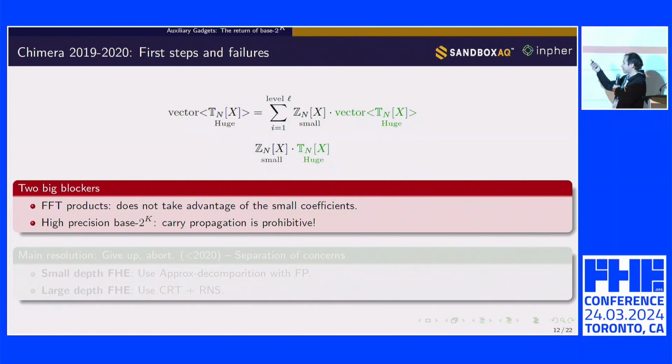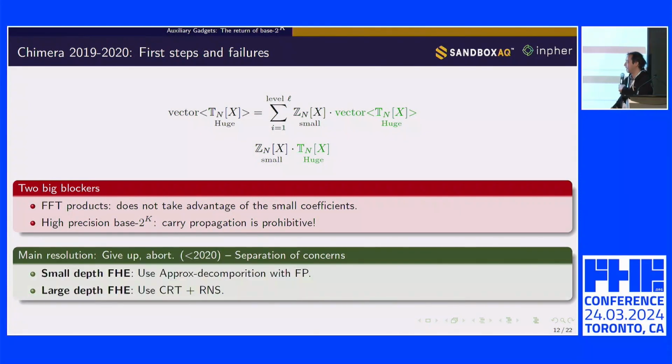So in 2020, basically the idea was that there was a total separation of concerns. There was everything that was in small multiplicative depth that would use approximate decomposition with floating points. Well, FP means either floating point or fixed point, whichever is better. And large depth would use CRT plus RNS. And that's it, there would be no crossover, etc.